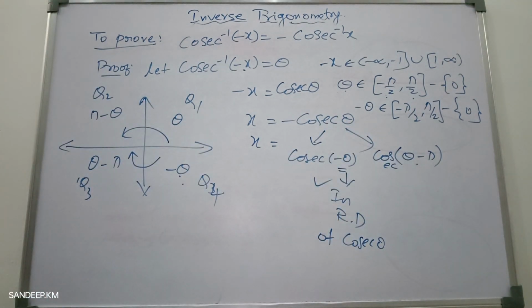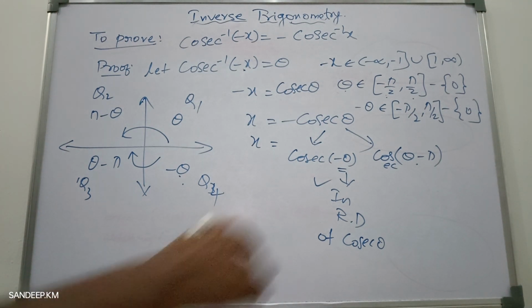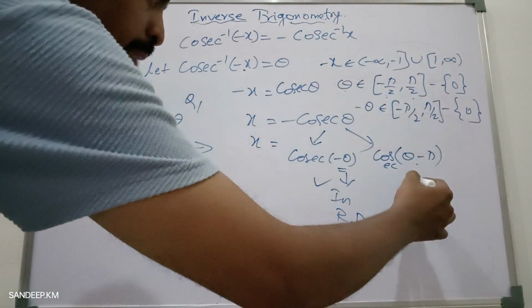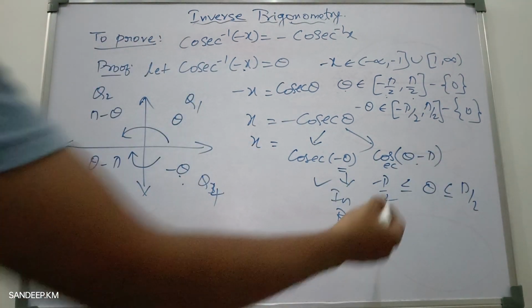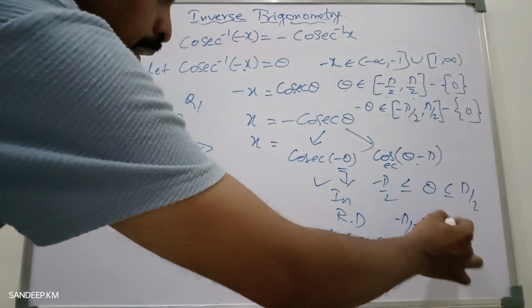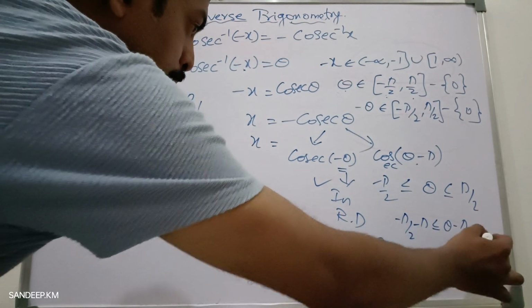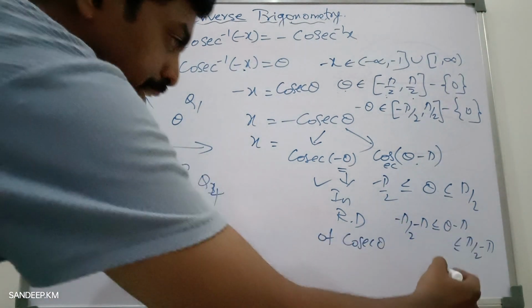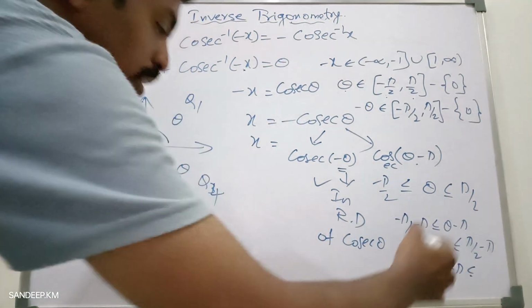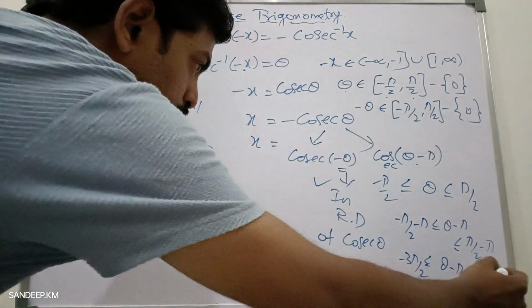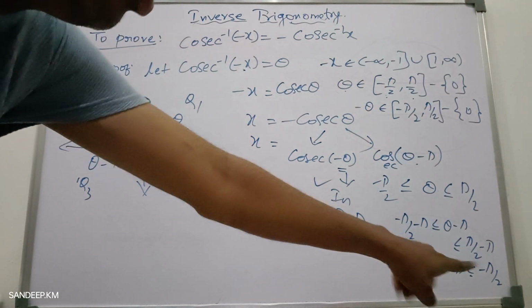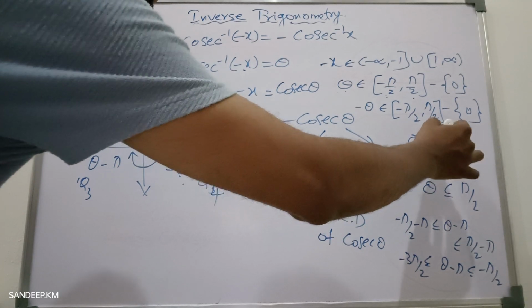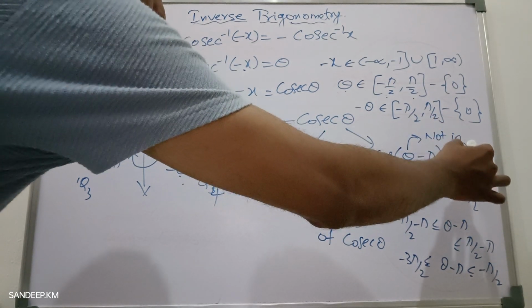What about theta minus pi? Is it in the restricted domain of cosec theta or not? You can check it. Theta belongs to minus 90 and plus 90, which means theta is between minus 90 and plus 90. Theta minus pi means we are subtracting pi. So minus pi by 2 minus pi is less than or equal to theta minus pi, which is less than or equal to pi by 2 minus pi. That means theta minus pi is between minus 3 pi by 2 and minus pi by 2. Observe one thing: this is not in the restricted domain of cosec theta.